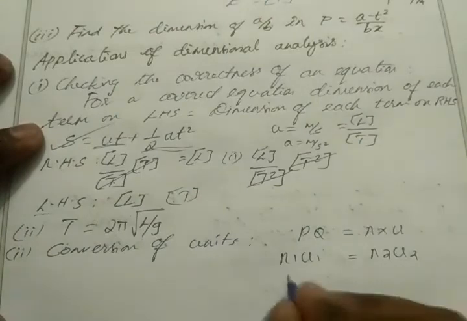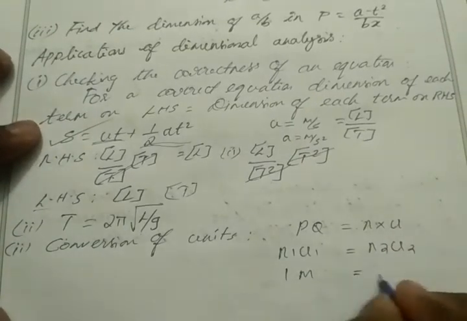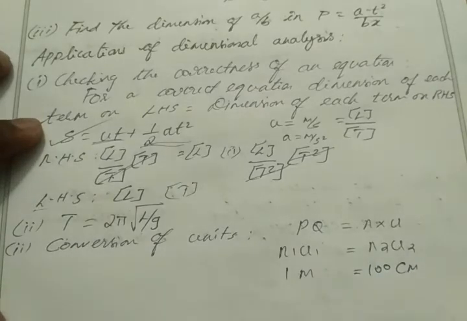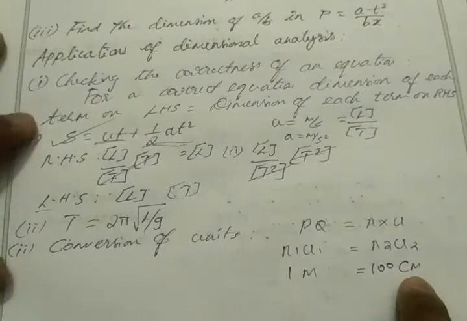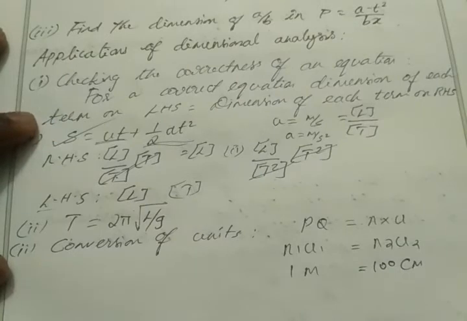For example, my n1 will be 1 and the unit is meter. So 1 meter should be equal to, I can write here, centimeter. Then what will be the value of n2? n2 will be 100, correct? So 1 meter equals 100 centimeter. If we have millimeter here, then 1 meter should be equal to 1000 millimeter. So by this we are able to find the value of n2, or we can convert any unit into another unit.